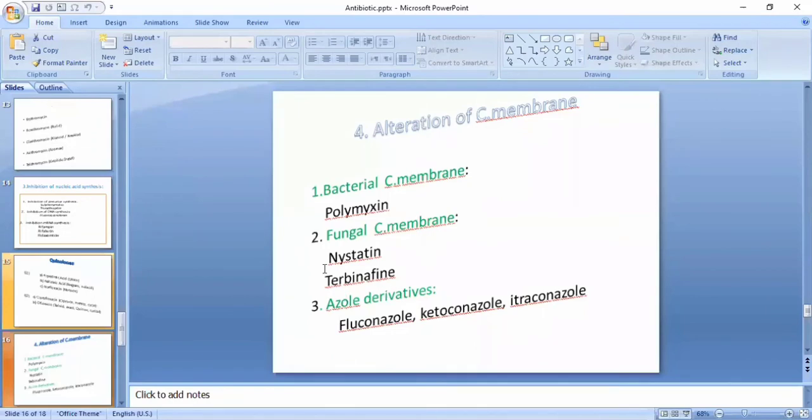The third group of antifungal drugs which act on the cell membrane are known as the azole derivatives. Very effective antifungal drugs for systemic use as well as local use. These are fluconazole, ketoconazole, itraconazole, and they are also used in fungal infections of females, vaginal candidiasis, and other skin infections.